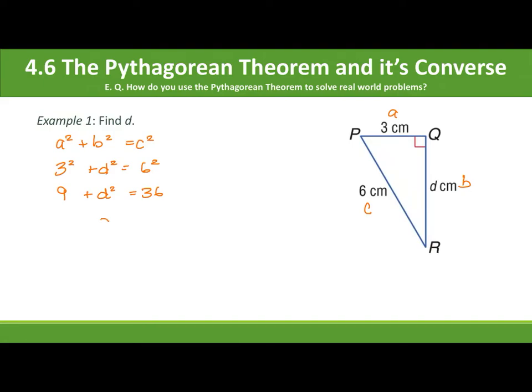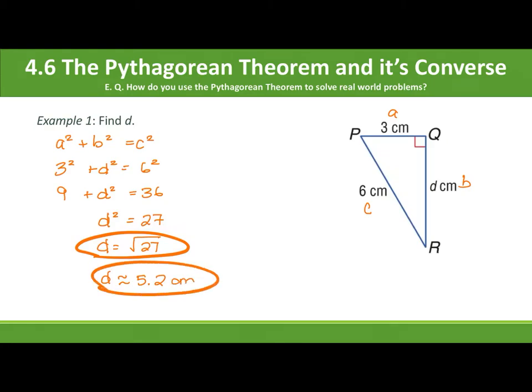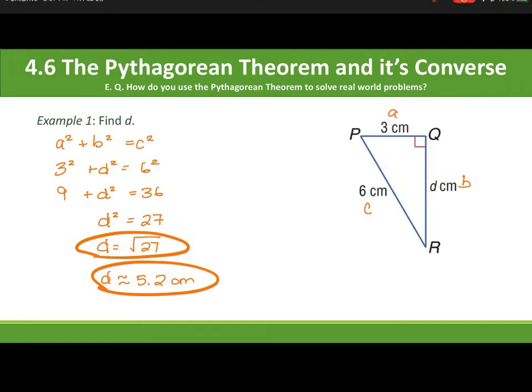Subtract 9 from both sides, so we get D squared is equal to 27. And then we have to take the square root of 27. So that's not a whole number, so you can either leave it as D is equal to the square root of 27, or we can say that is approximately 5.2 centimeters. All right, so take a moment, try the your turn. So you can pause the video, work on the your turn, and then come back and see how I went over it.